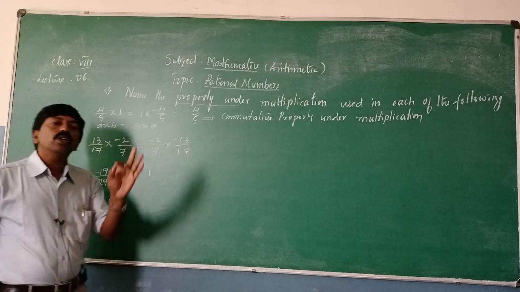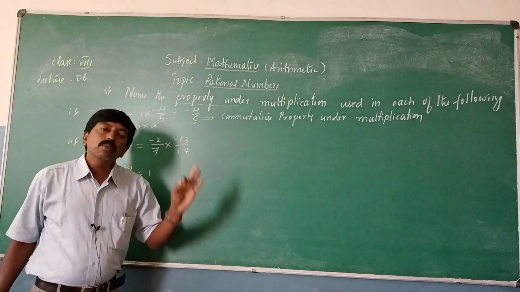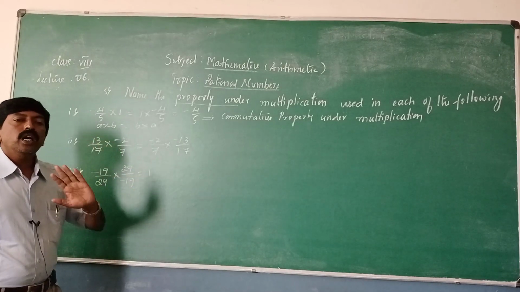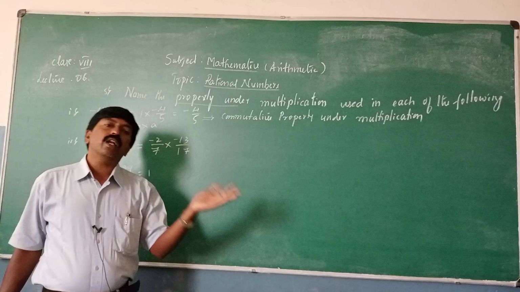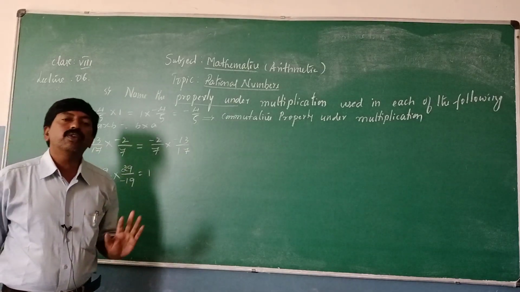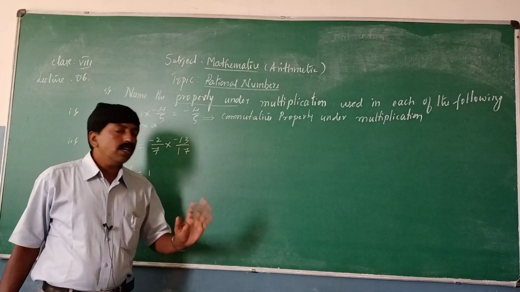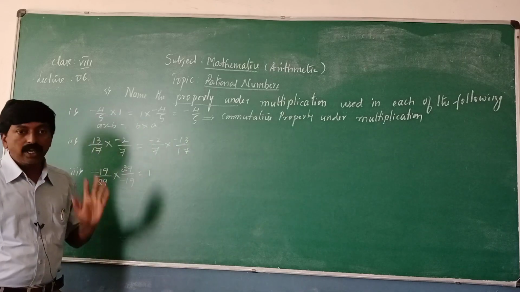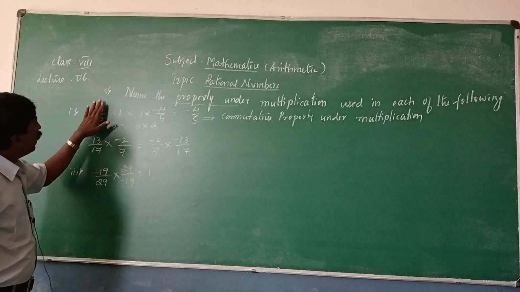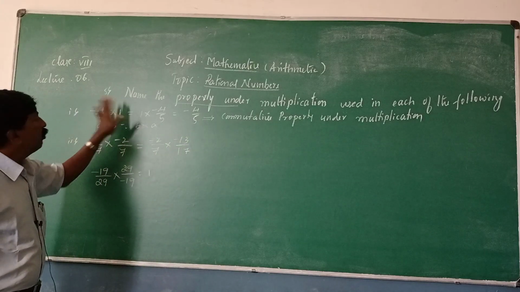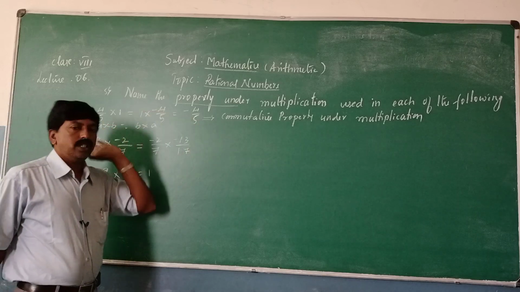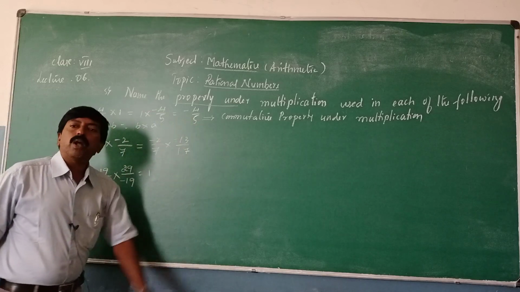What does the commutative property say? The commutative property says that any number you can multiply from the left side or right side, the value does not change. For example, x into y is equal to y into x. Now, here a is minus 4 by y, b is 1. Just a and b are interchanged. Therefore, this is called the commutative property.